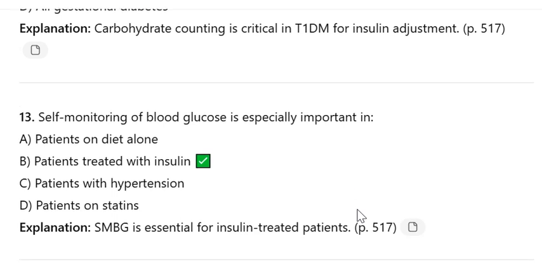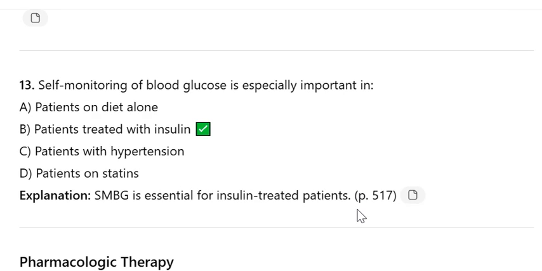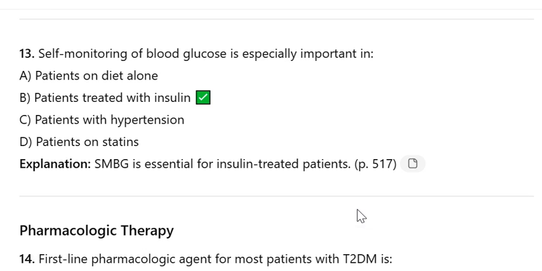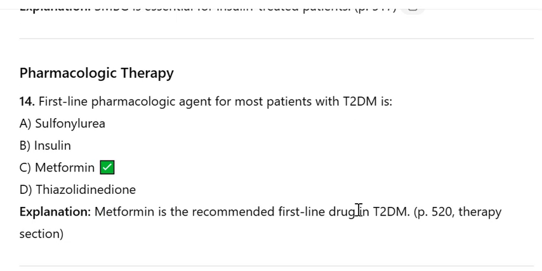517. 13. Self-monitoring of blood glucose is especially important in A, patients on diet alone, B, patients treated with insulin, C, patients with hypertension, D, all patients. Explanation. SMBG is essential for insulin-treated patients. Pharmacologic therapy. 14. First-line pharmacologic agent for most patients with T2DM is A, sulfonylurea, B, insulin, C, metformin, D, thiazolidinedione. Explanation. Metformin is the recommended first-line drug in T2DM.